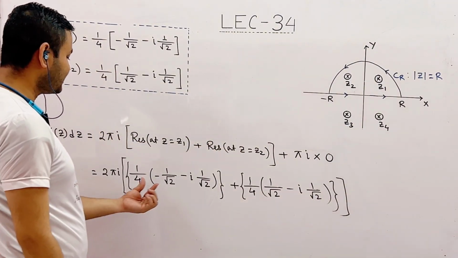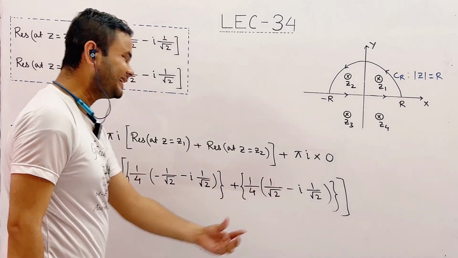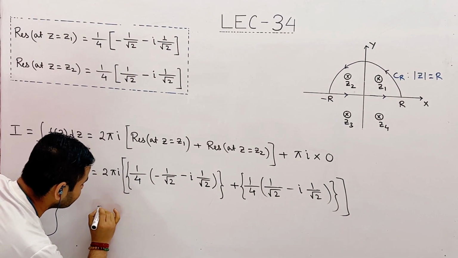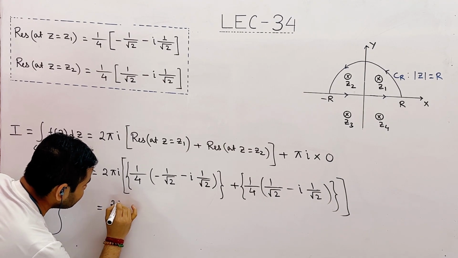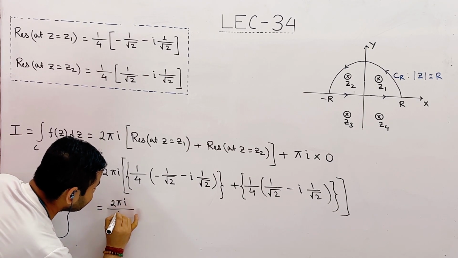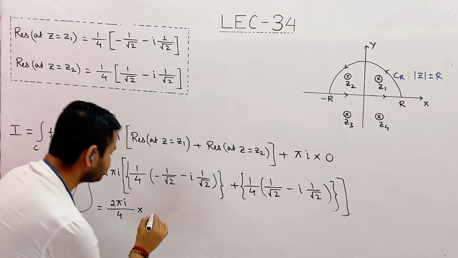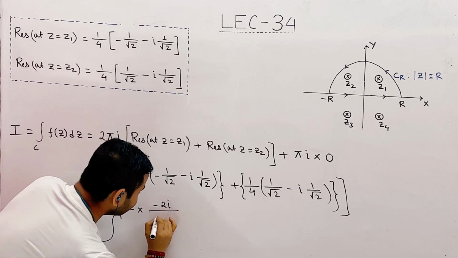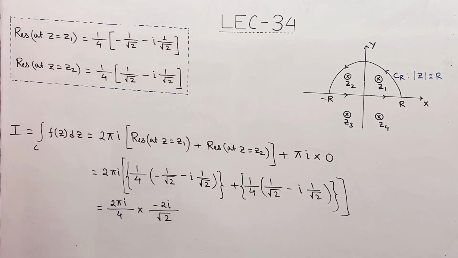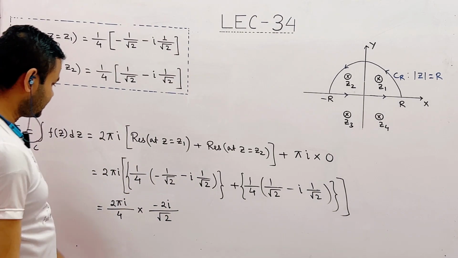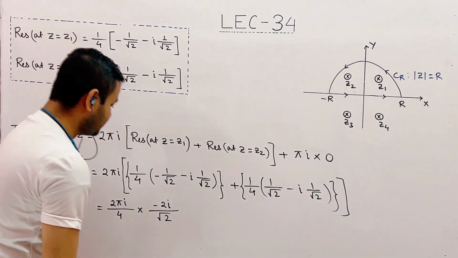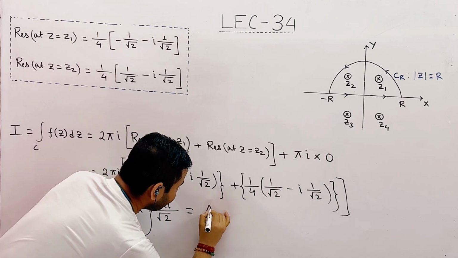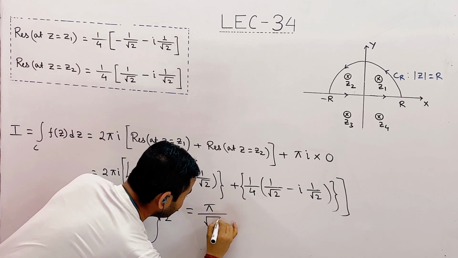Here we have seen that this term and this term will be cancelled out. So, finally, after simplification we will get twice pi iota divided by 4 into minus twice iota divided by root 2, and finally, after simplification we get the value of the integral as pi divided by root 2.